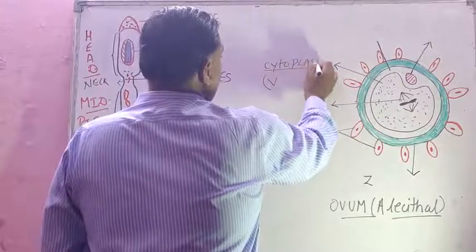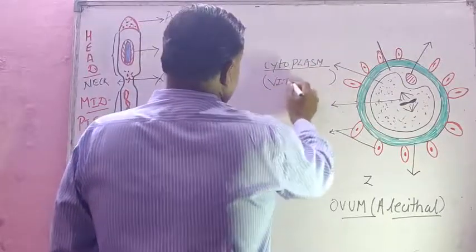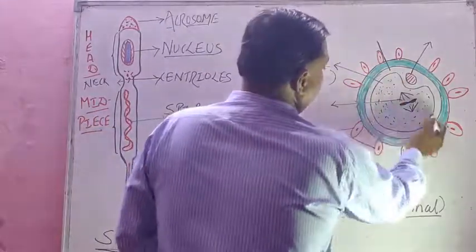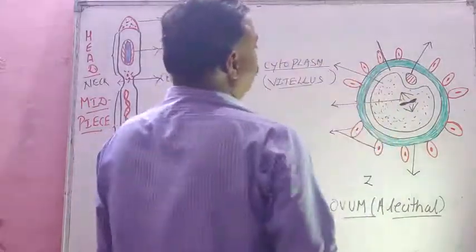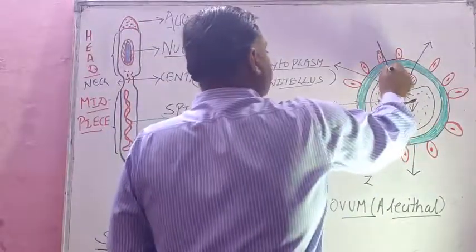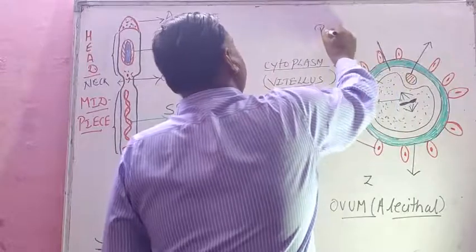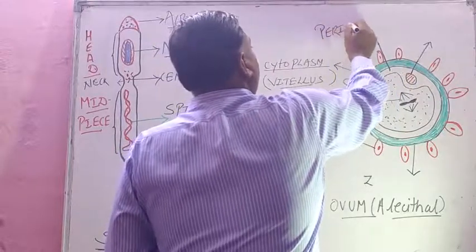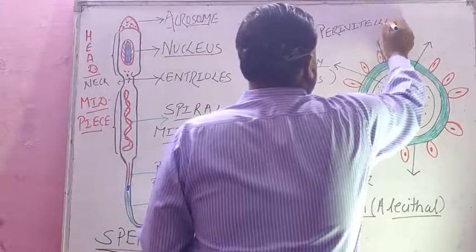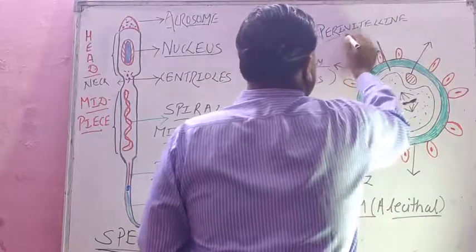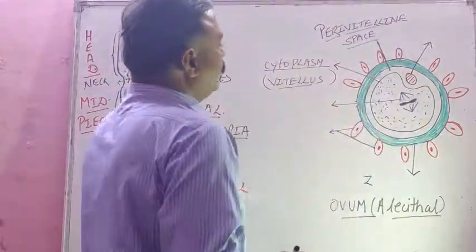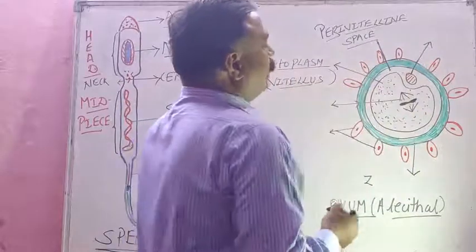Cytoplasm is also called vitellus. In biological language, cytoplasm is called vitellus. So this membrane of the cytoplasm will be the vitelline membrane, and this space will be the perivitelline space. Peri means around, vitelline space. Isn't it? And now we find this structure after ovulation.